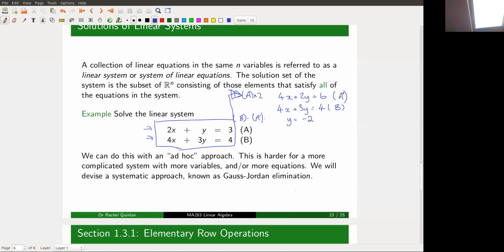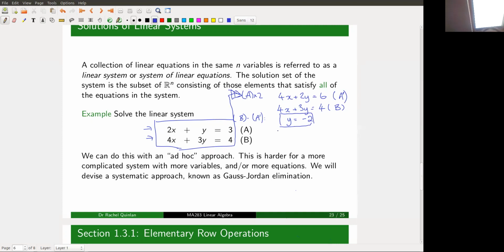So we're saying that any simultaneous solution of these two equations must have the property that y equals minus 2. Okay, and once we know what y is, we can find the unique value of x that, along with that value of y, satisfies both equations.